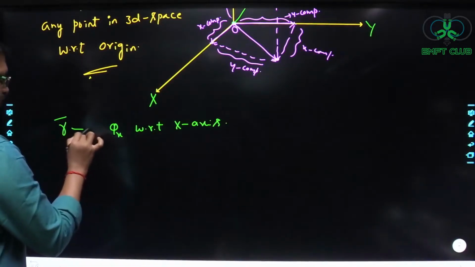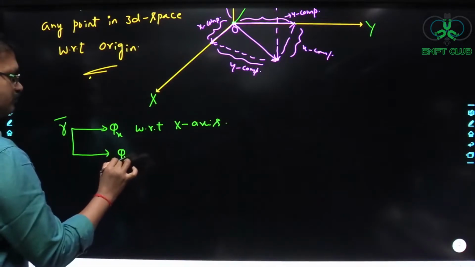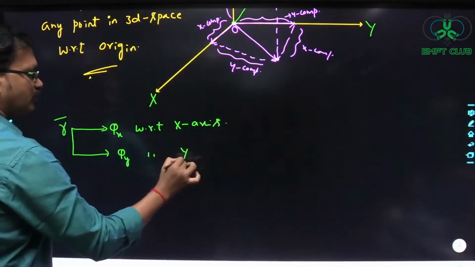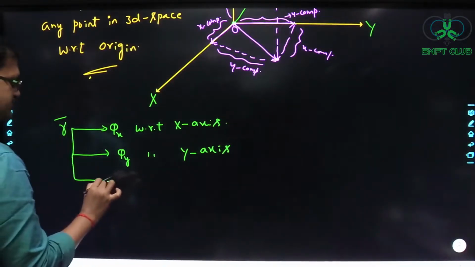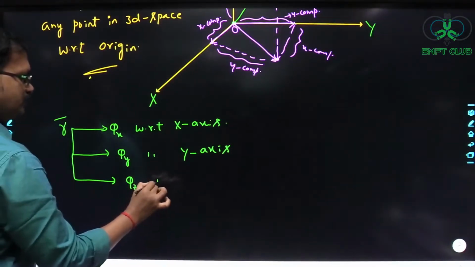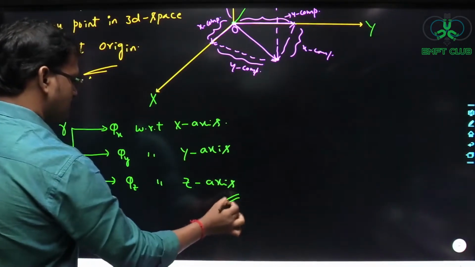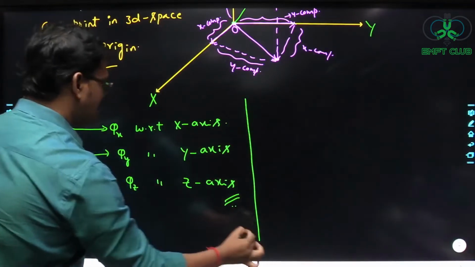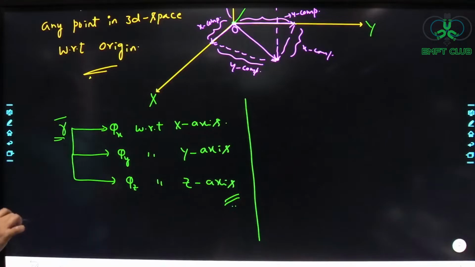Okay, phi x with respect to the x axis, and it is making an angle phi y with respect to the y axis, right, and it is making an angle phi z with respect to the z axis. Then in that case, how can we represent this position vector in terms of phi x, phi y and phi z, right?